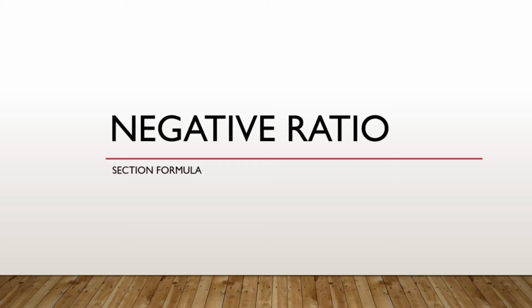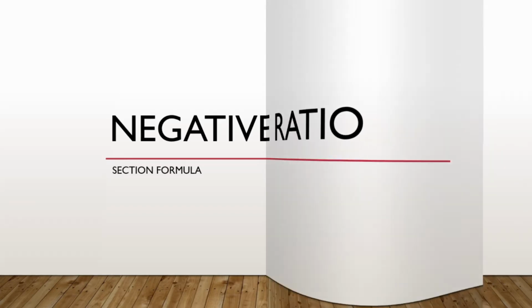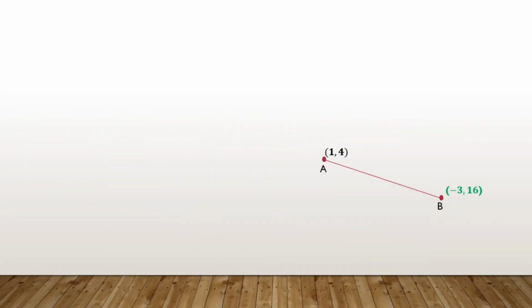Here is an effort to explain the significance of negative ratios obtained during the application of the section formula. If we have a line segment, we can find a point Q on it such that it divides the line segment AB in the ratio 2:3. That means QA over QB is 2:3.